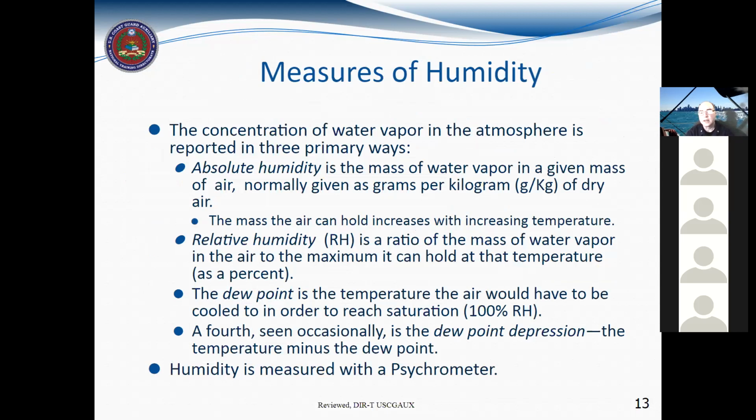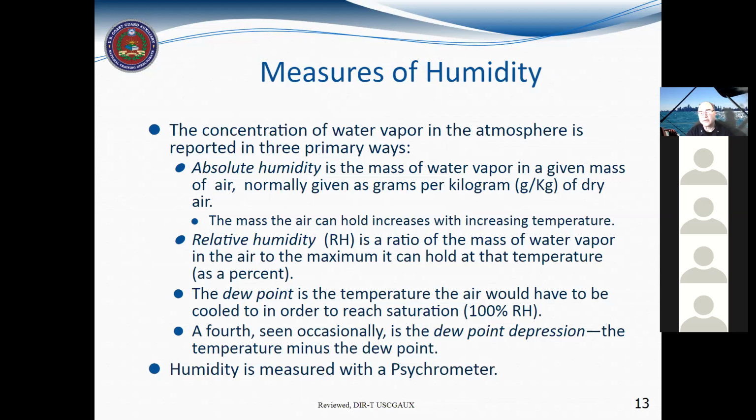Absolute humidity is the mass of water vapor in any given mass of air, normally given as grams per kilogram of dry air. The mass of water vapor the air can hold increases with increasing temperature. So the further north, there's less humidity because the air is cooler, but as you go down south, the air can hold more water vapor as the temperature increases if you go someplace warmer.